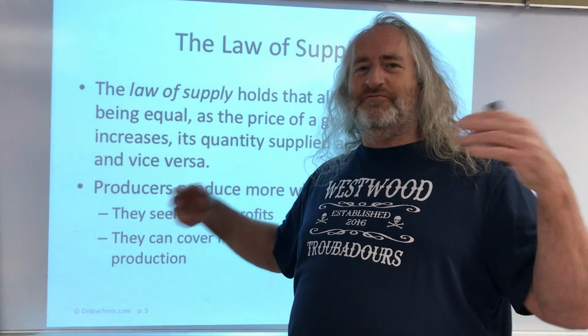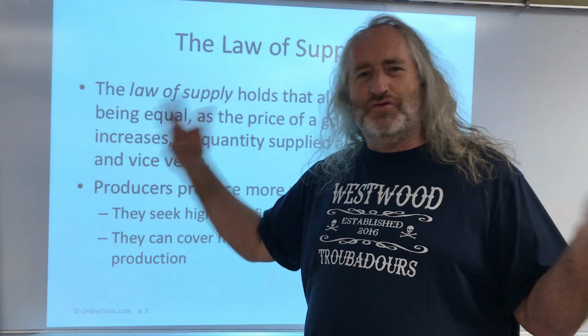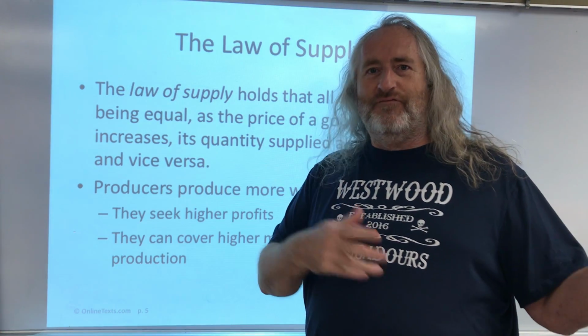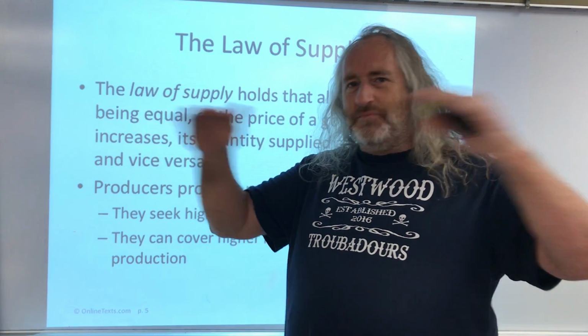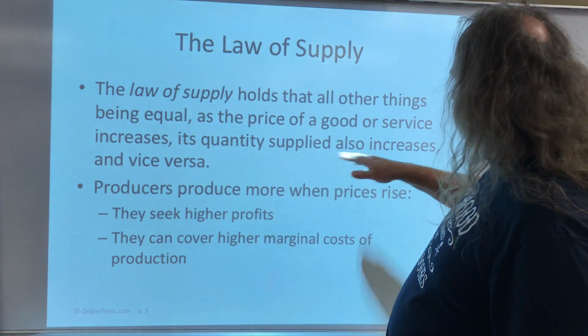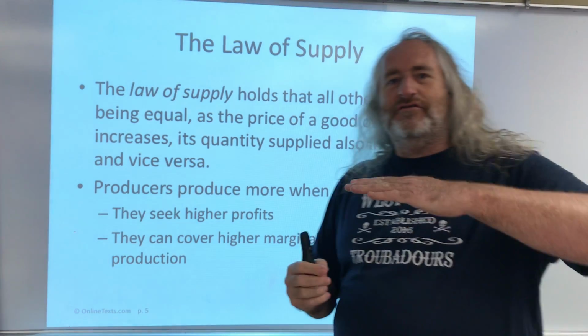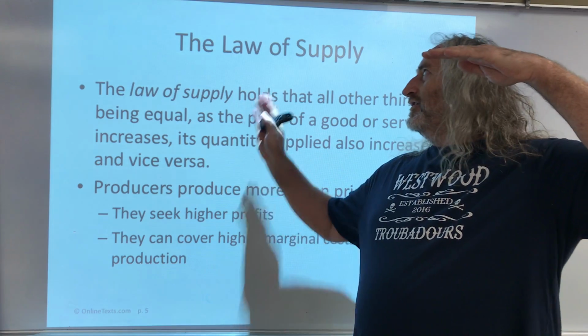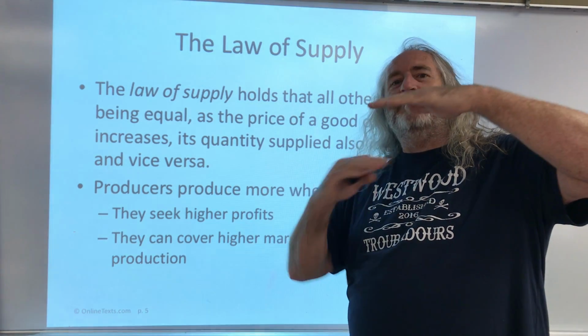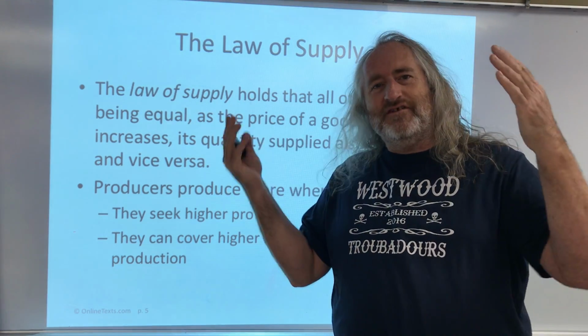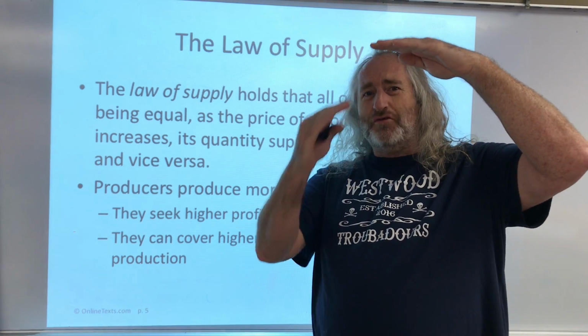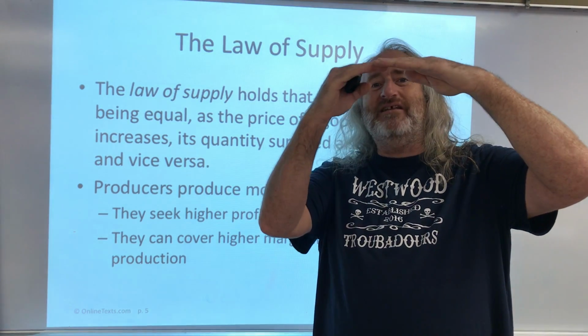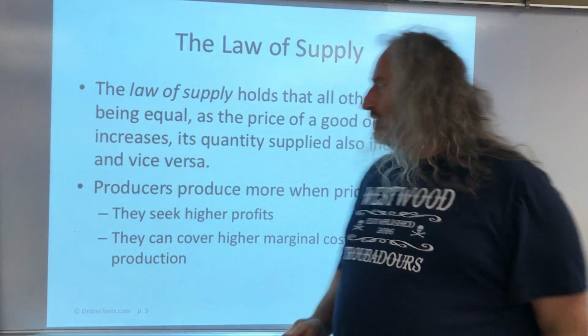But let's really understand what this is saying. Everything else being equal, which means there's no natural disasters, there's no shortage of material, there's no lack of labor, everything else being just as the way it always has been, as the price of a good or service goes up, producers will make more of it. They will supply more of that good or service. And the reason is, the price is way up here.